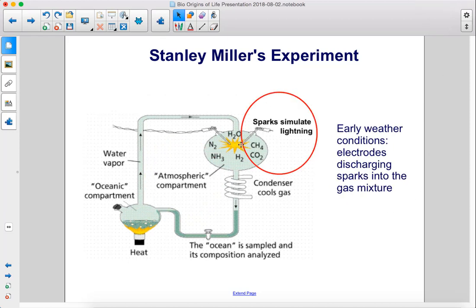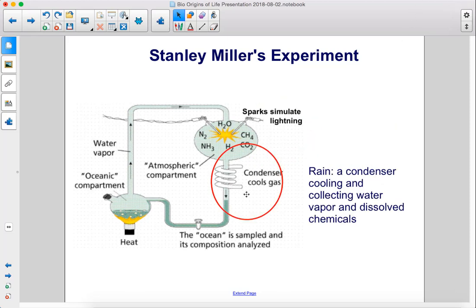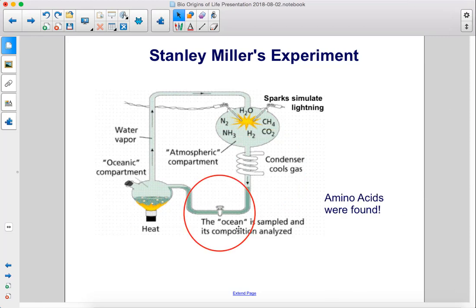Here we have sparks that simulate lightning. Early weather conditions have electrodes discharging sparks into the gas mixture. Here we have a condenser that cools the gas. So rain, a condenser cooling and collecting water vapor and dissolved chemicals. And here we have the ocean, which is sampled and its composition analyzed, and amino acids were found.